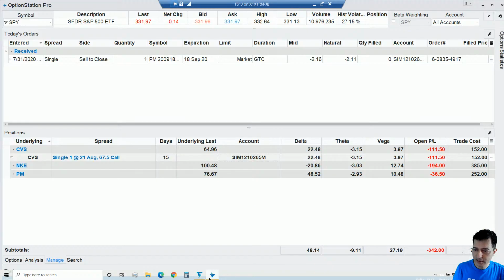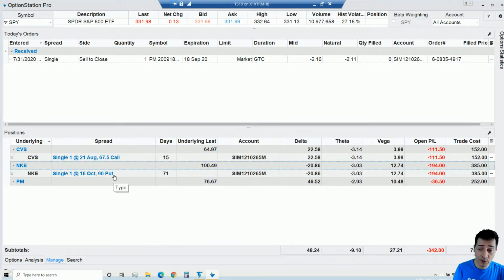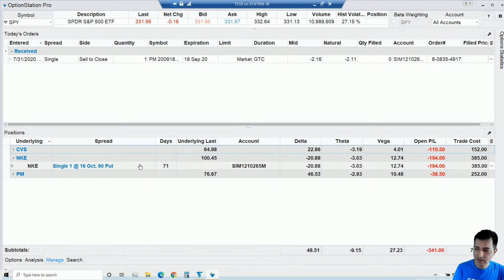If I show you, you'll see the Nike trade doesn't use calls like CVS. The Nike trade is using puts. So this trade is going to make money if the market falls. This one got much more time. We got 71 days to go in this case, given the rules that we applied at that time. So it's fine. Right now it's showing negative 194. Not a problem. It's a hedge, isn't it?